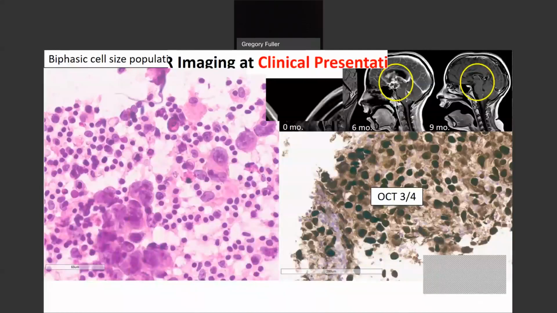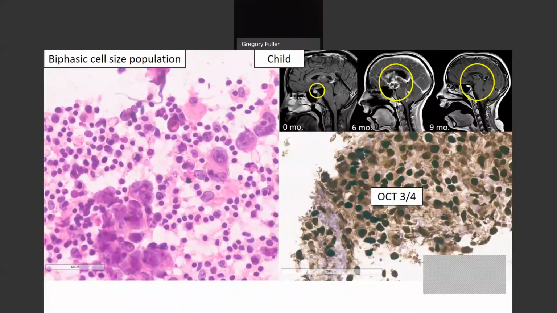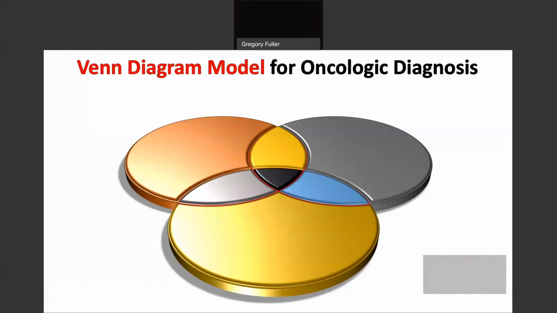All right, so here we go. What did you know? You knew the biphasic cell population, you knew the histology, you knew the child, you knew the imaging, you knew the history. All right, let's very quickly do the Venn diagram model of oncologic diagnosis, overlapping the spheres.